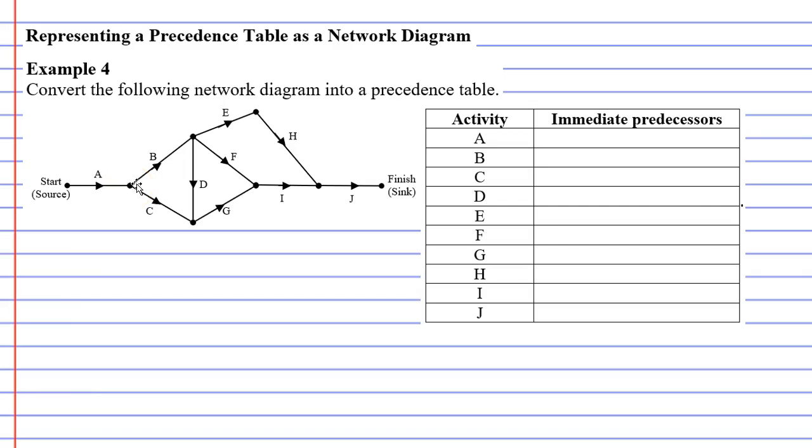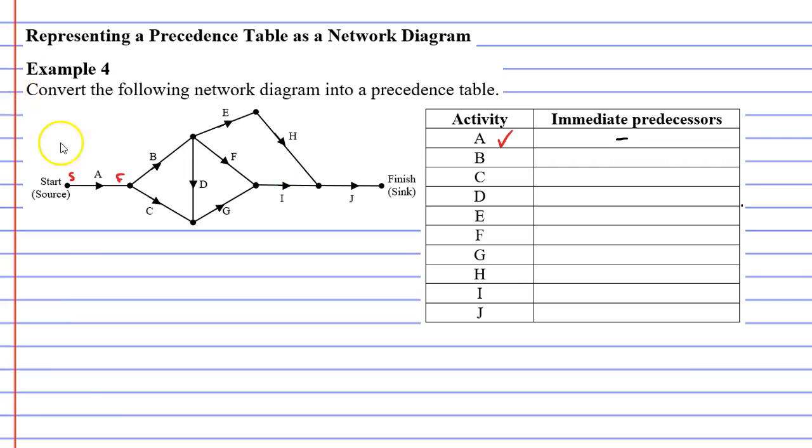Now, one of these vertices represents the start of the activity. So for activity A, the vertex at the left represents the start of the activity. The vertex at the right represents the finish of activity A. Now, whenever you're trying to find the immediate predecessors of an activity, you need to look at the start vertex here. If we look at the start vertex, there are no other edges or activities connected here, meaning that activity A doesn't have any immediate predecessors. So we're going to put a dash here. That's activity A completed.